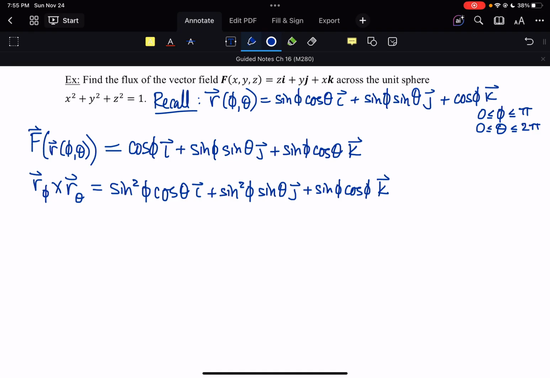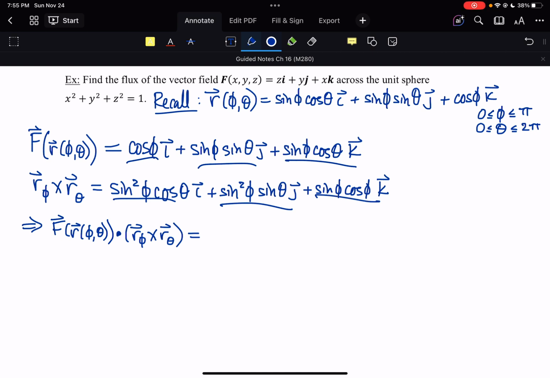So if we take f of r of phi and theta, dotted with r phi cross r theta. So this will no longer be a pair of vectors, because as soon as you dot them together, you're multiplying the corresponding pieces to each other and adding the results up.